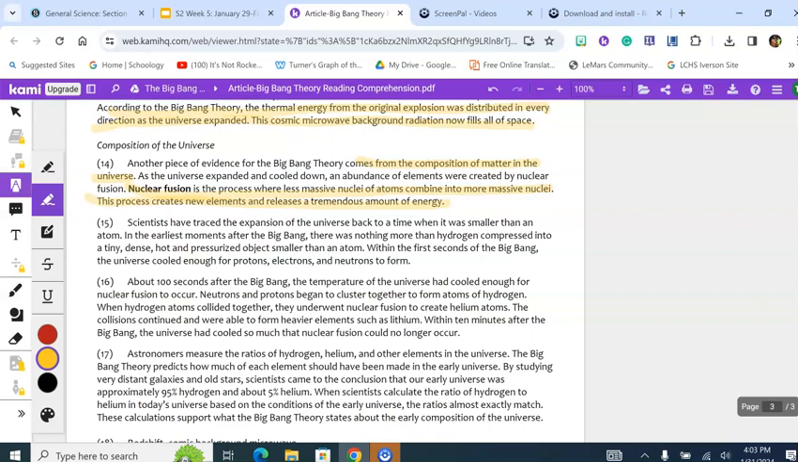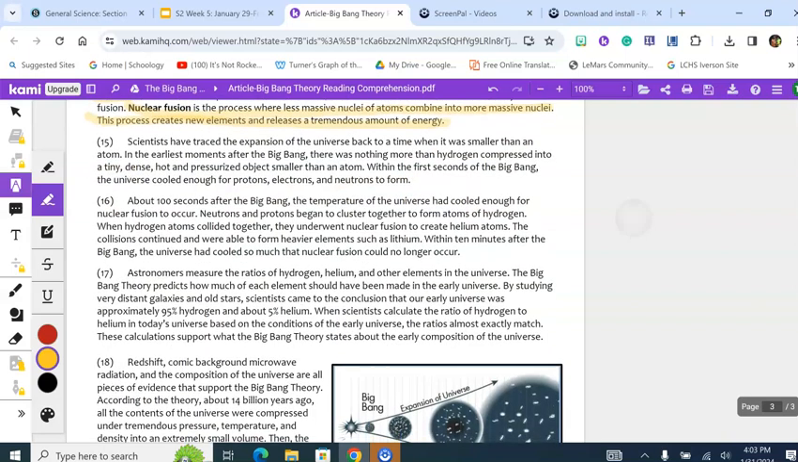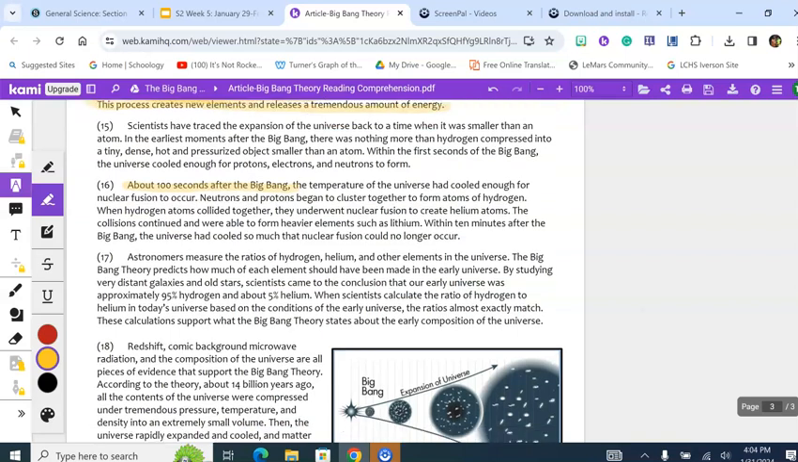Now I'm in paragraph 16. About 100 seconds after the Big Bang, this is important, the temperature of the universe had cooled enough for nuclear fusion to occur. Neutrons and protons began to cluster together to form atoms of hydrogen. When hydrogen collides together, they underwent nuclear fusion, and fusion is the putting together to create a helium atom. The collisions continued and were able to form heavier atoms such as lithium. Within 10 minutes after the Big Bang, the universe had cooled so much that nuclear fusion could no longer occur.